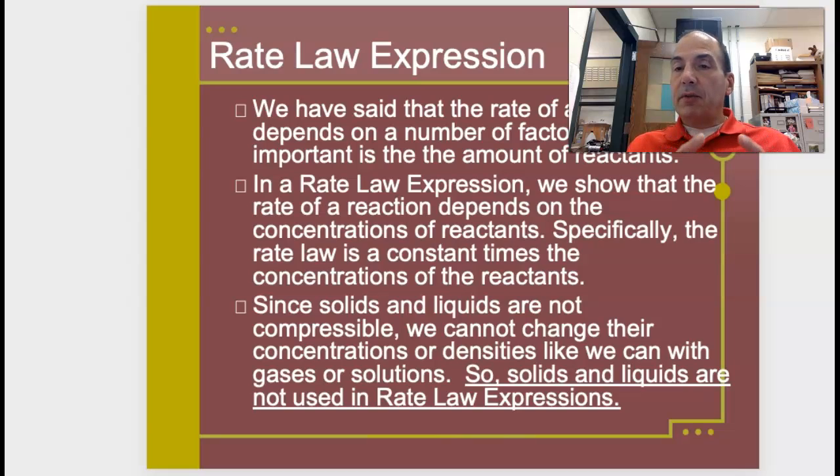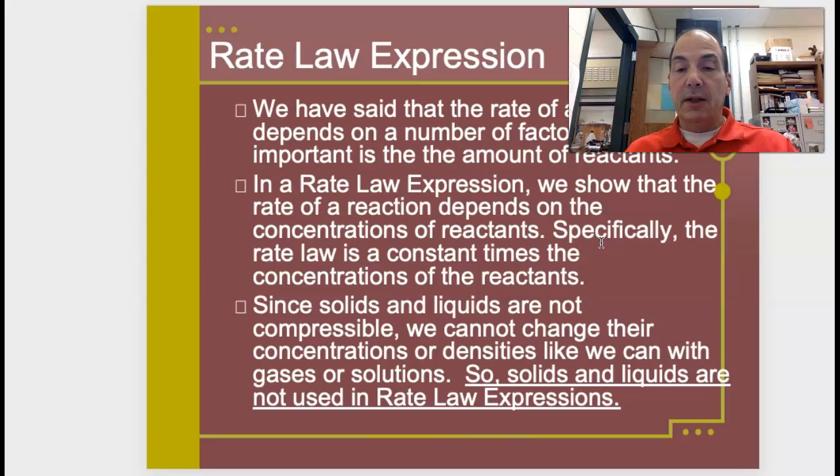So how fast a reaction goes then depends on the reactants, right? Because we don't have products yet. So it's all about getting those reactants together with enough energy, with the right geometry, etc. So when we talk about rate law, we're focusing on the reactants. So a rate law expression is just that. It's a statement of the concentration of reactants and how much influence they have on the rate.